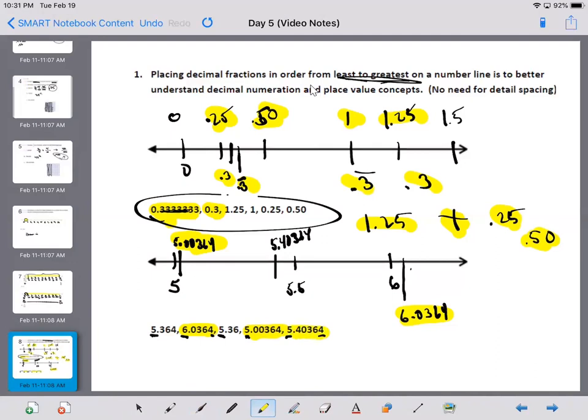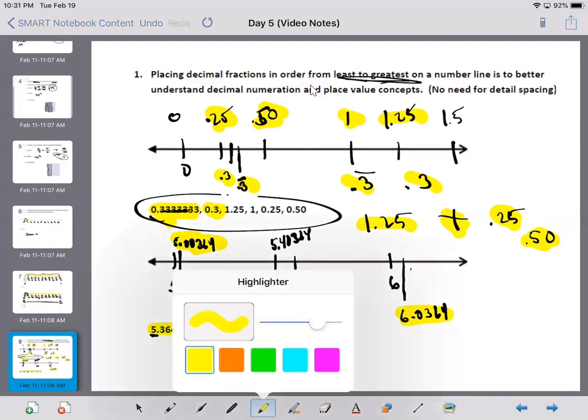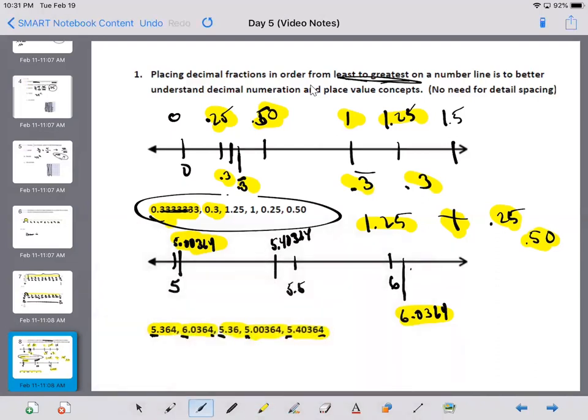And then these two, notice, are just 4 thousandths apart. So we'll say that that one, if this was probably 5 1/4, so maybe right here, but this one would be 5 and 36 hundredths, 364 thousandths. So again, just trying to place them all on the number line from least to greatest.